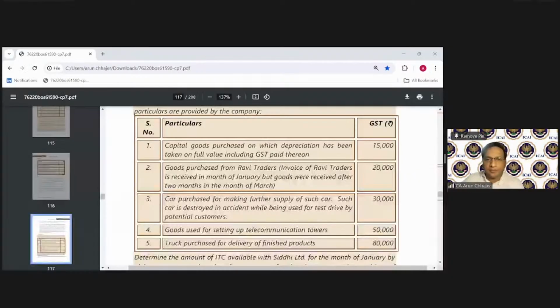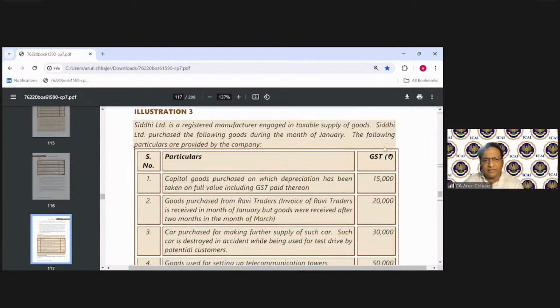So let me move to another question. Next question: capital goods purchased on which depreciation has been taken on full value including GST, ITC available or not available? It is repetitive. Next illustration, but tell me the answer. Will the ITC be available or not available? Not available. Absolutely correct. Goods purchased from Ravi trader. Invoice of the Ravi trader is received in the month of January, but goods received after 2 months in the month of March. Can you take the ITC in January?